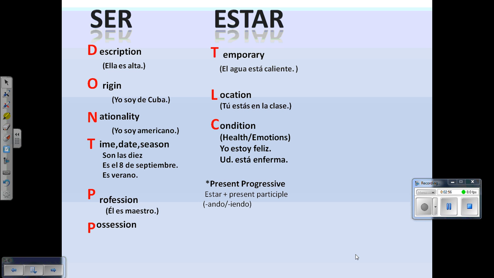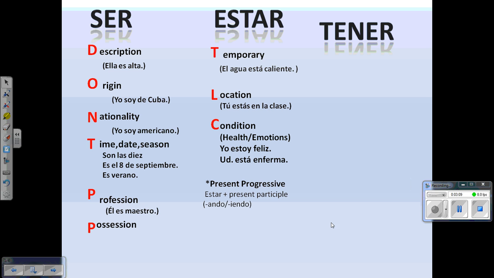And then also on your sheets, this is already written in present progressive, estar plus the present participle, ando or yendo. We haven't reviewed that yet. We will be going over that in Spanish 2. Tener, there are some tener expressions that translate to be instead of to have. Tener calor, it's not to have hot, it's to be hot. So these don't translate directly. Tener hambre, to be hungry, it's not to have hunger, it's to be. So that's why they're included in here.